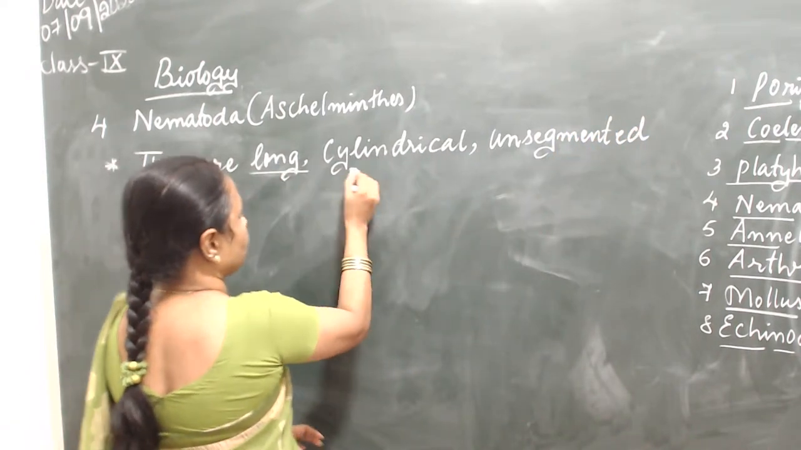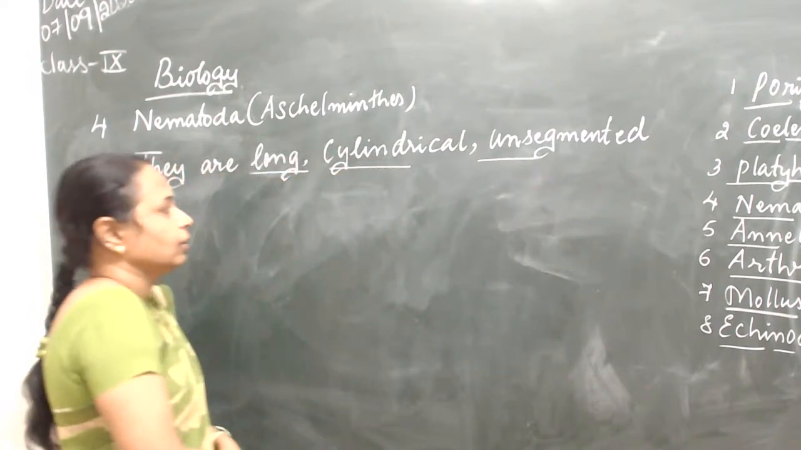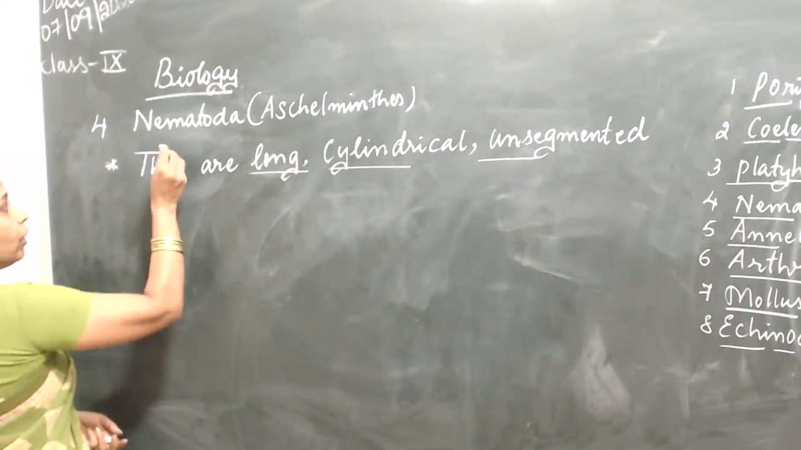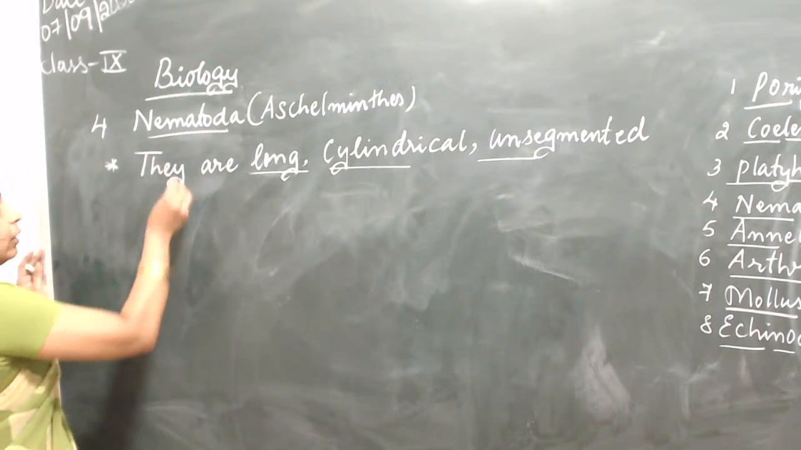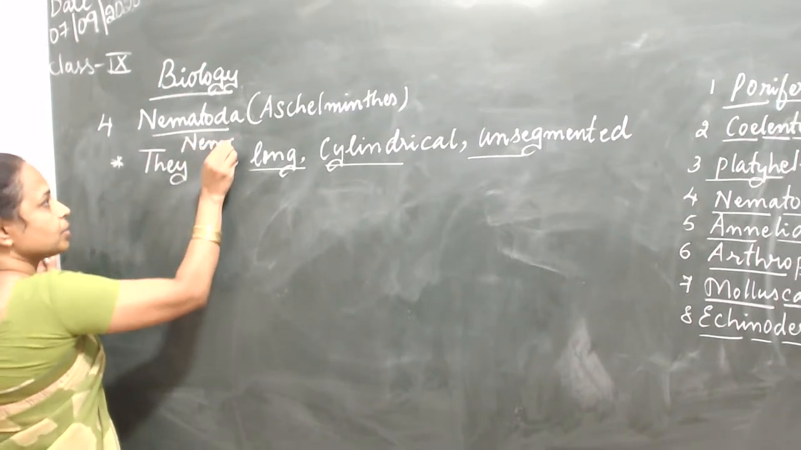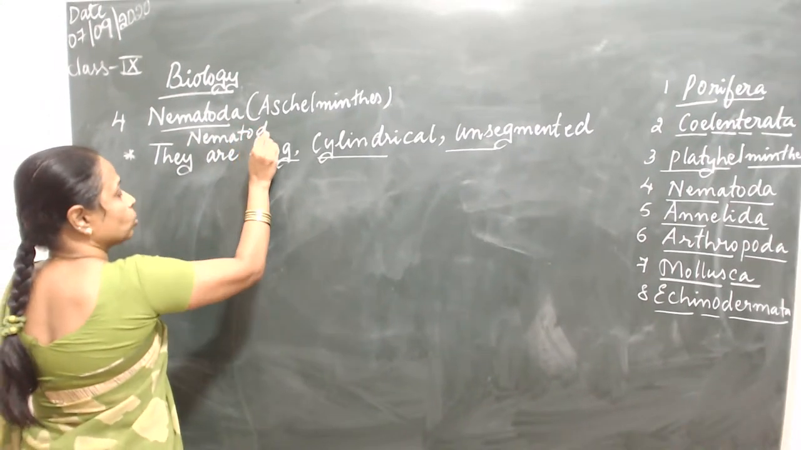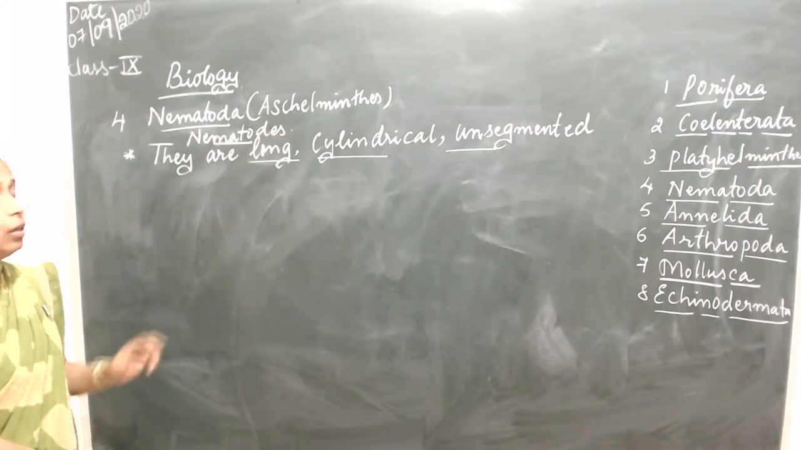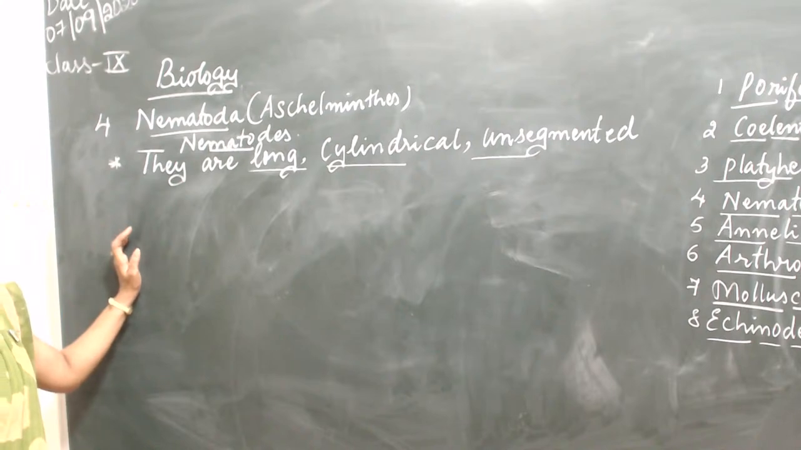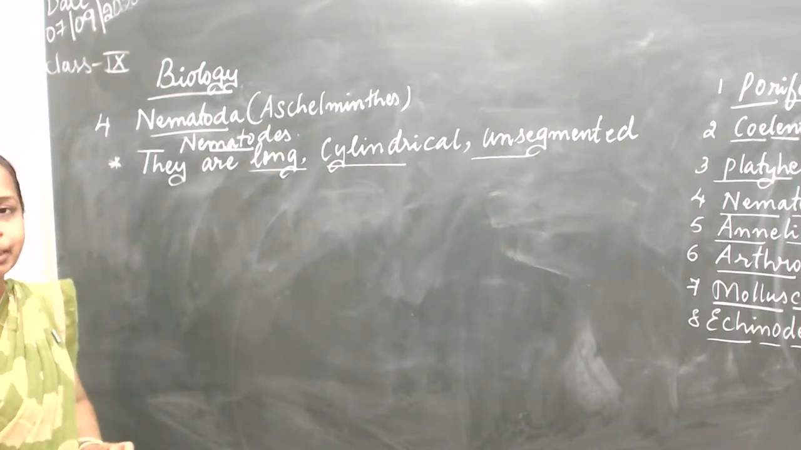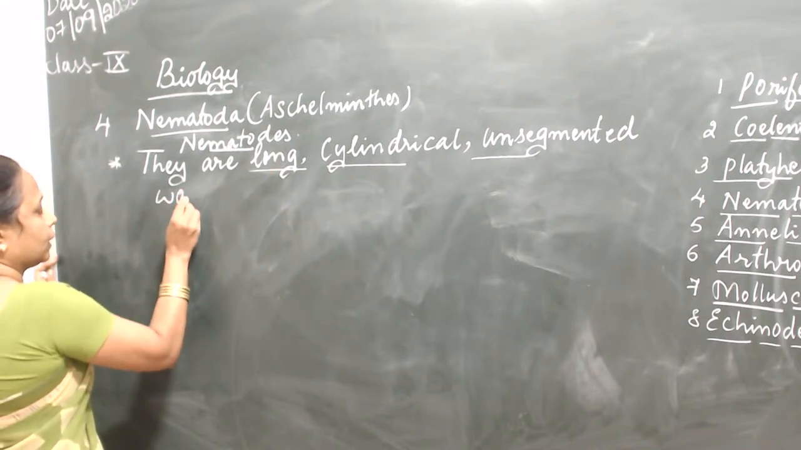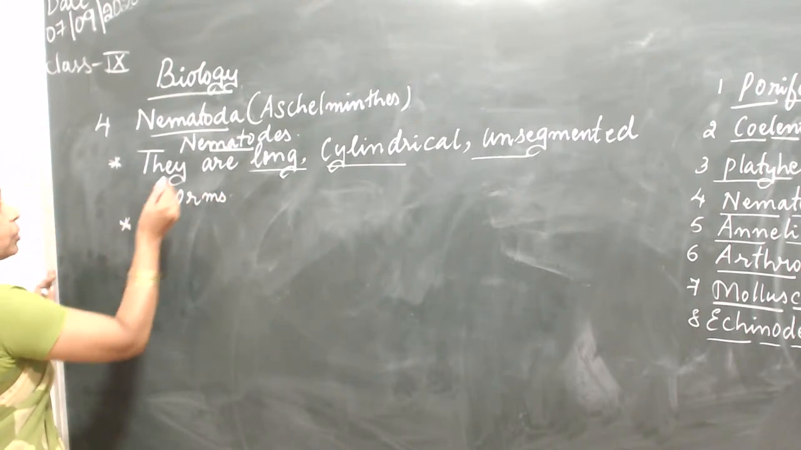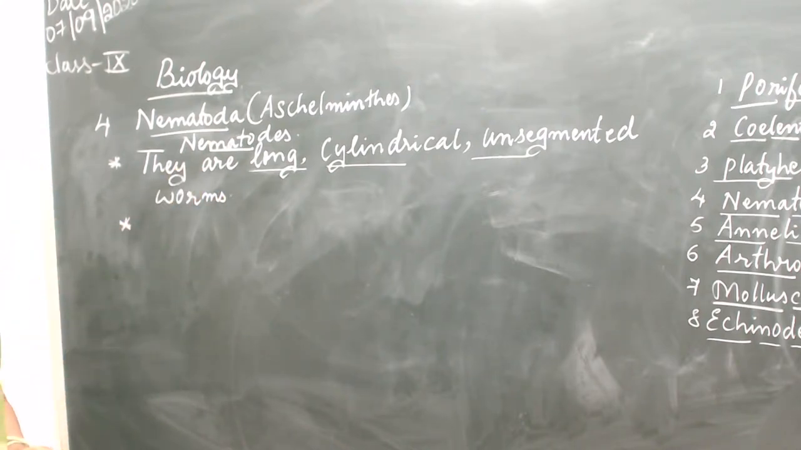So you need to remember the definition there. Nematoda is the name of the phylum. If you are asked the definition: nematodes are defined as long, cylindrical, unsegmented worms. Okay. Then it goes on with the definition of the organism there.